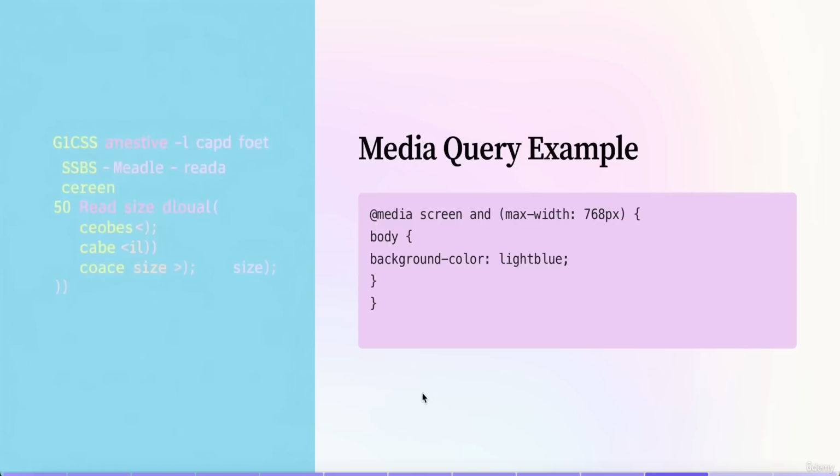With media queries, you can adjust fonts, layouts, and colors based on the screen size. Using media queries lets us create device-optimized designs, crucial for modern web development.